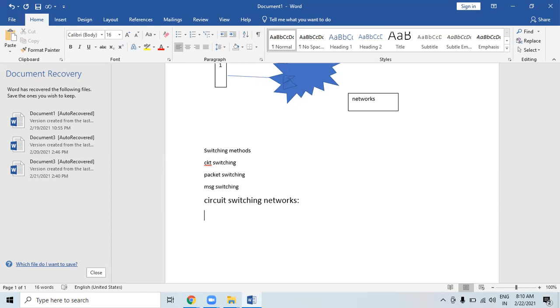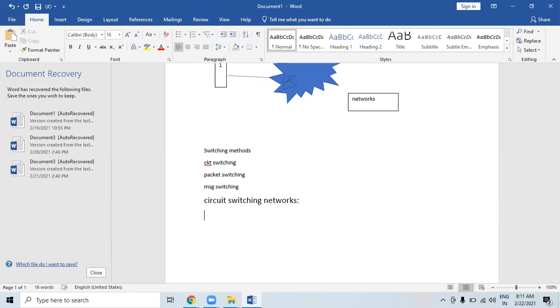If circuit switching is used in a computer network, the sending machine has to establish a link with the receiving machine. After the link is established, the data is transmitted from sender to receiver. After the data flow stops, the link is deleted.